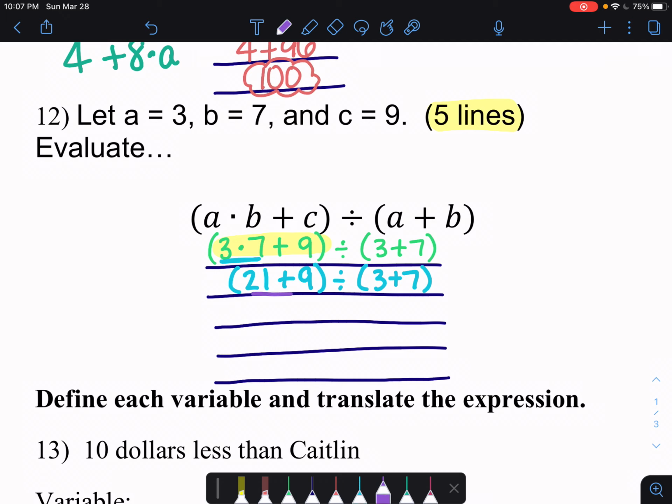I'm going to do my next step on the left here, which is 30. So those parentheses can go away. And then 3 plus 7. So now I'm going to do 3 plus 7. So 30 divided by 10, and 30 divided by 10 is 3.